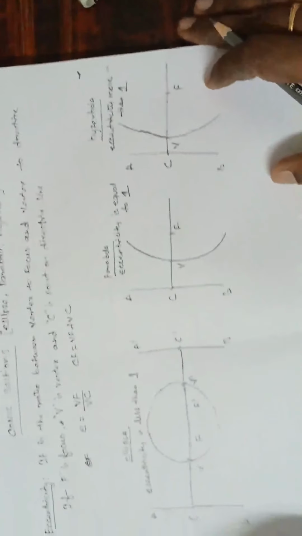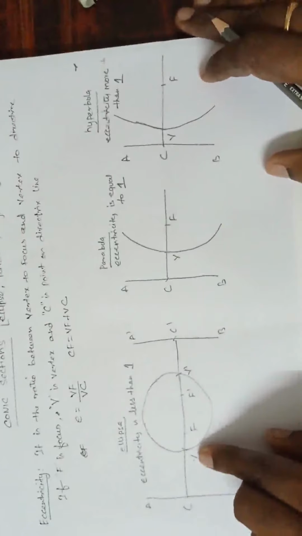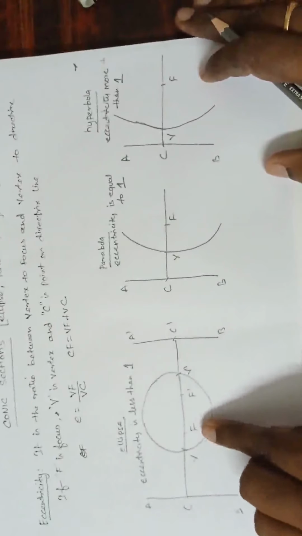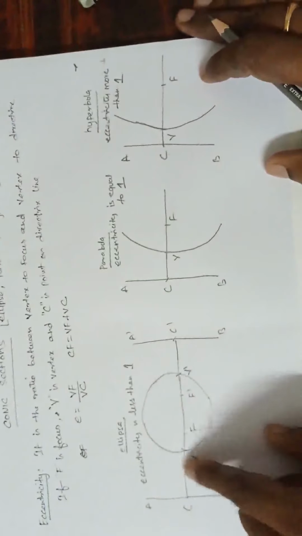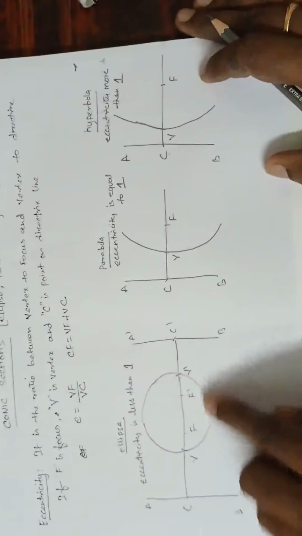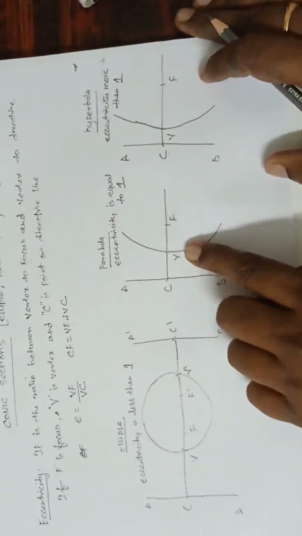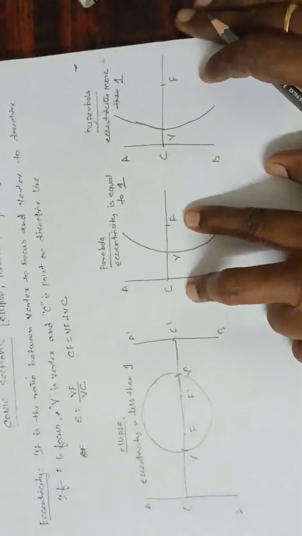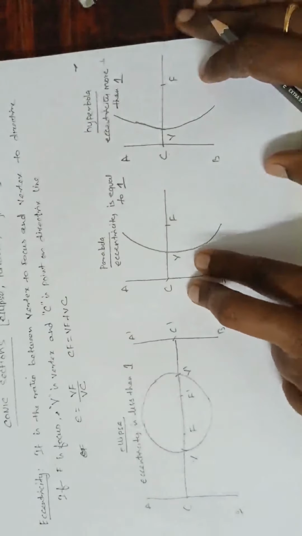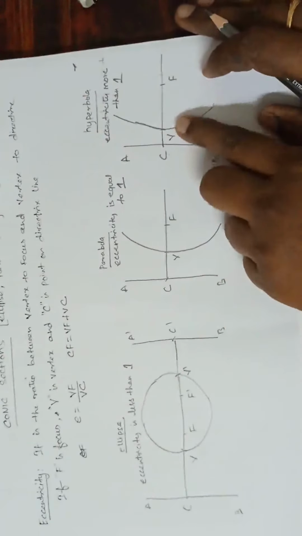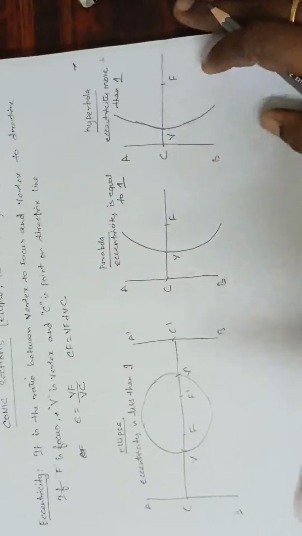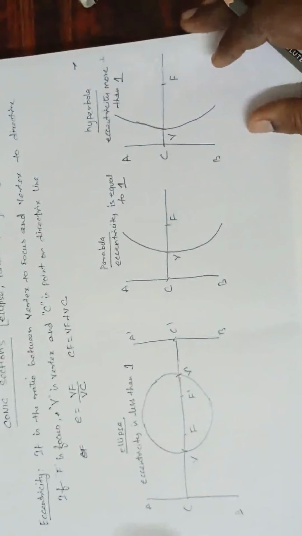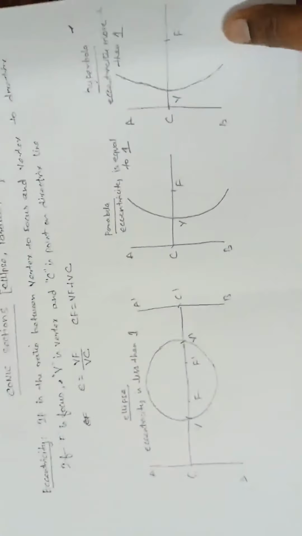We have learned that if the vertex is near to the focus, the curve we get is an ellipse. If the vertex is exactly at the center between C and F, the curve we get is a parabola. If the vertex is near to the directrix, the curve we get is a hyperbola. Okay, now let us solve the questions.